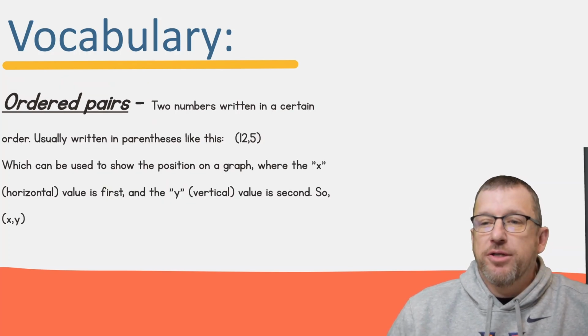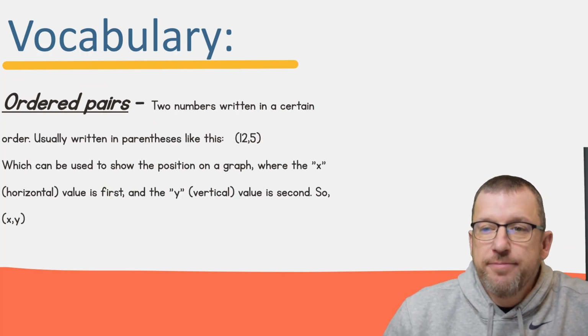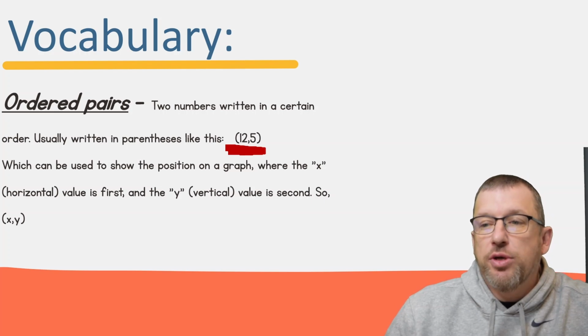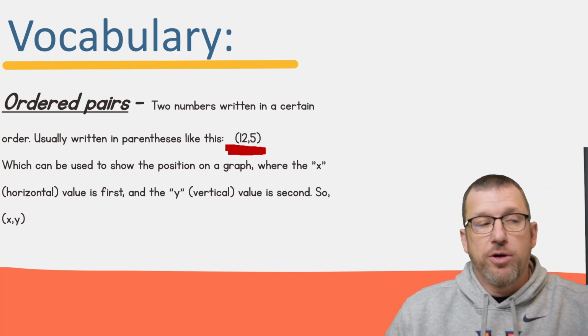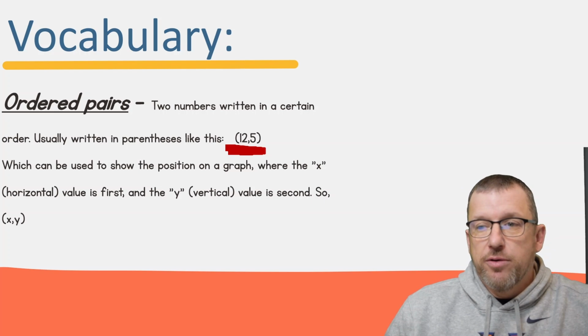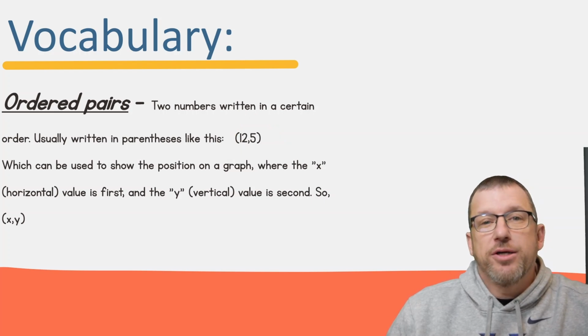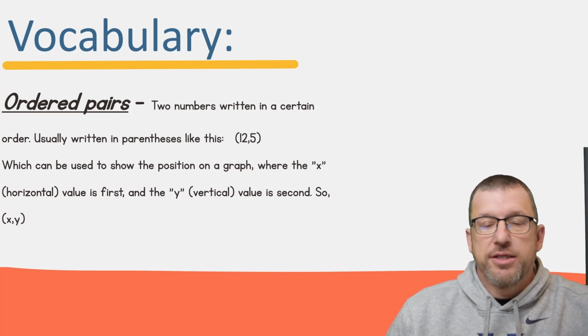And then we have ordered pairs. These are two numbers that are written in order, usually written in parentheses like this. This is how we write ordered pairs, okay? Which can be used to show the position on a graph. So when we go back to our coordinate plane, and we know that the ordered pair for something is 12, 5, we can use our understanding of ordered pairs and the coordinate graph to find out where is 12, 5.